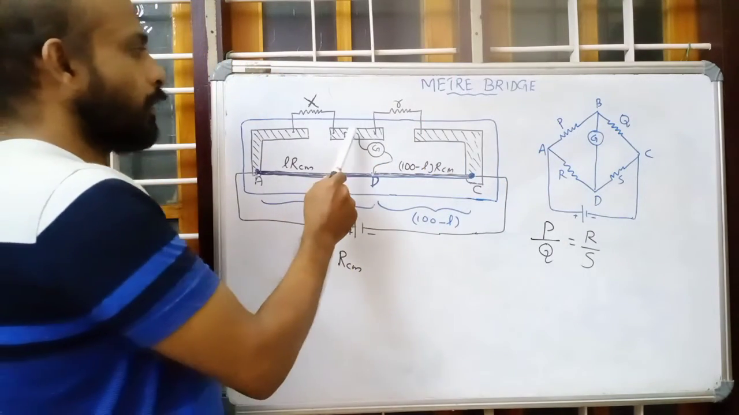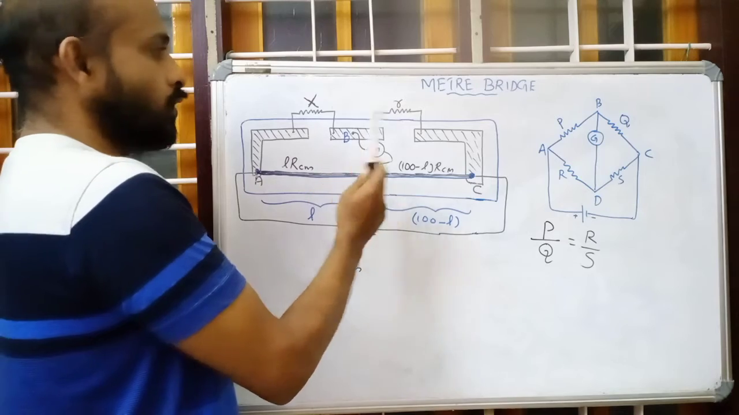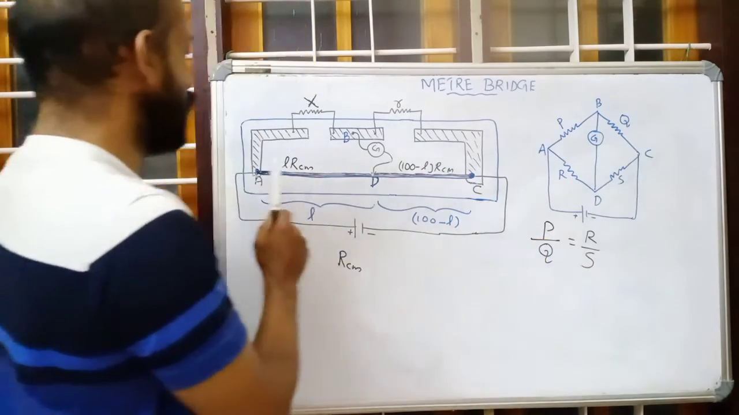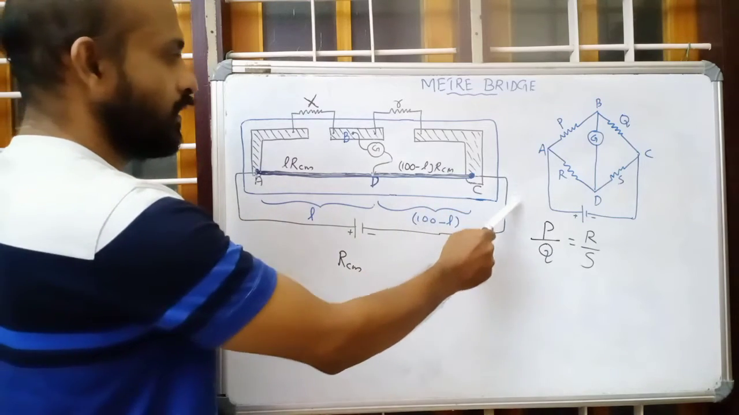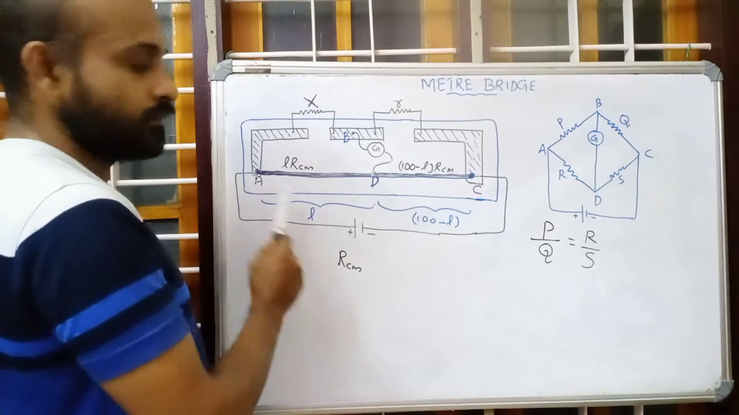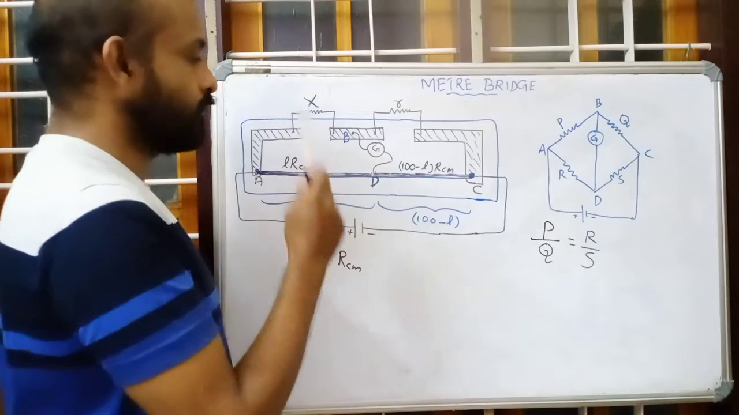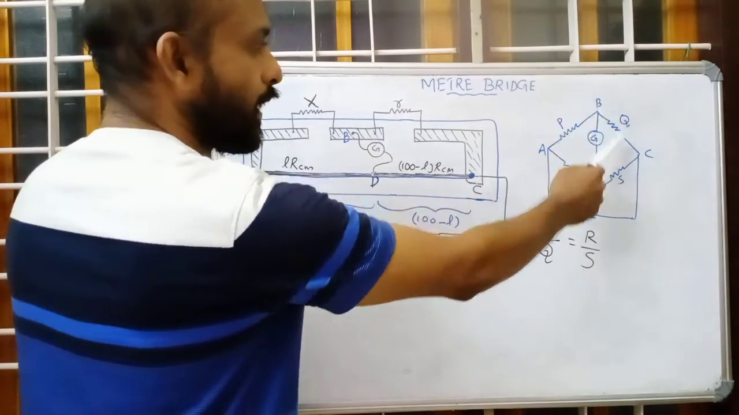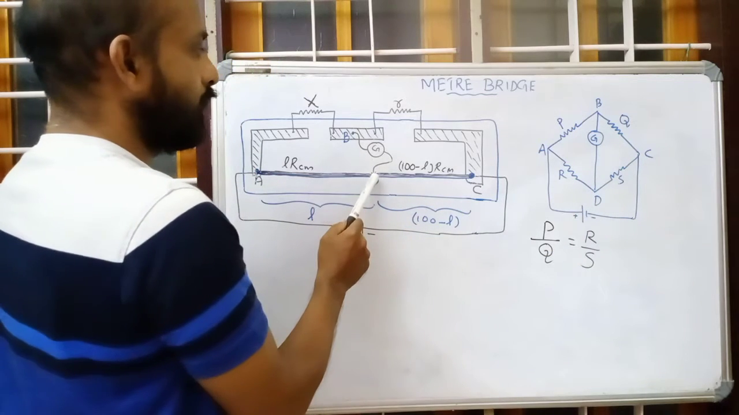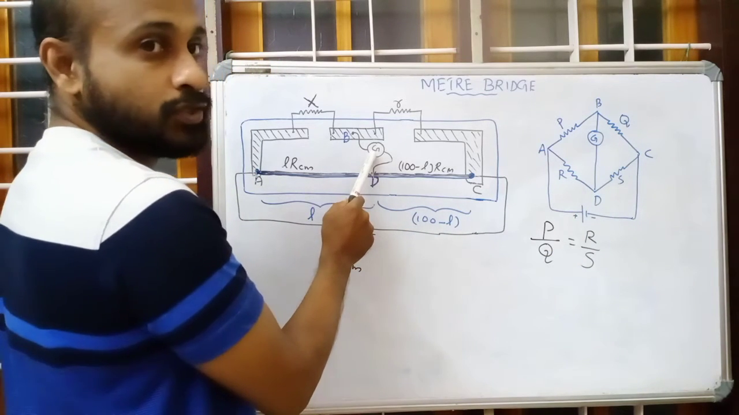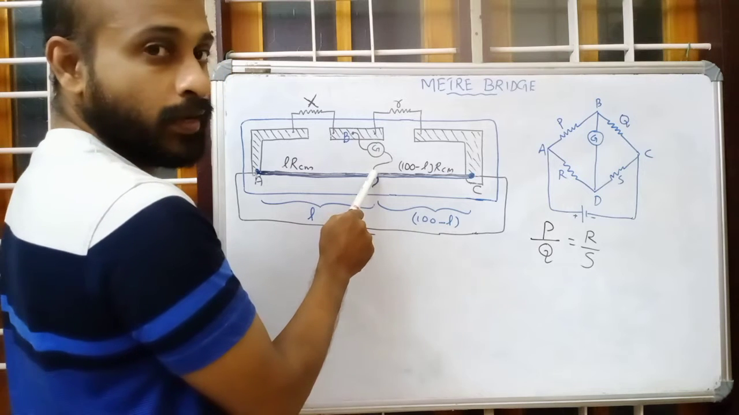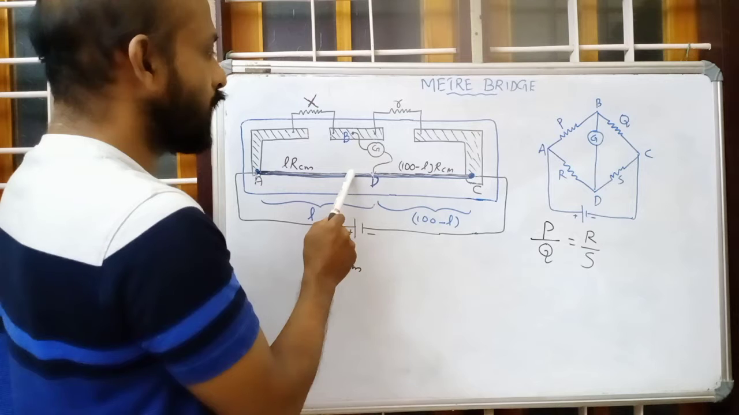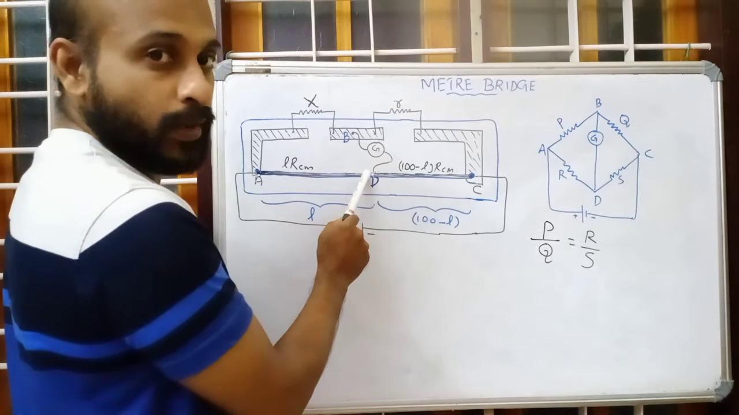Now I will tell you about the cell. Between A and C we have the cell. Here also between A and C we have connected a cell of some EMF. Now what about the point between B and D? Between B and the point D we have the galvanometer. This is a movable point called a jockey or sliding contact. We will slide the sliding contact over the metal wire of 1 meter length.